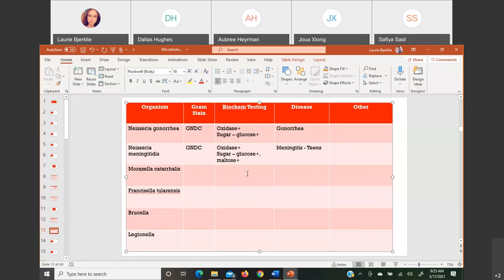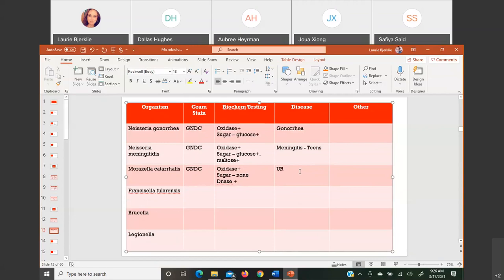All right, Moraxella catarrhalis is a gram-neg diplococci. The other species of Moraxella are gram-neg rods. So there are other species of Moraxella that are gram-neg rods, but Moraxella catarrhalis is a gram-neg diplococci, so we always group it together here. It is oxidase positive. If you were to sugar test it, it does not ferment any of the sugars, so that would be negative across the board. There is a DNase test that it would be positive for. There is a catarrhalis disc that you can use that it would be positive for.